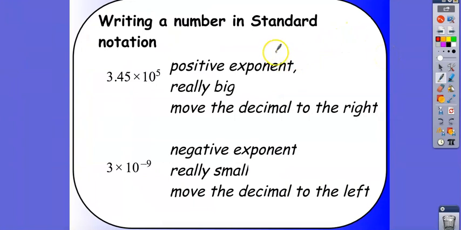Okay, and here it is, writing a number in standard notation. A positive exponent means really big, and you're going to move the decimal to the right, because that's how you make the number bigger, right? 3.45, I move it 1 place, 34.5, and I move it 5 places. If I have something in scientific notation that's a negative, that means it's going to be really small. I'm at a 3, I make it smaller to be 0.3, so I'm moving the decimal to the left. But instead of memorizing right and left, just think big and small.